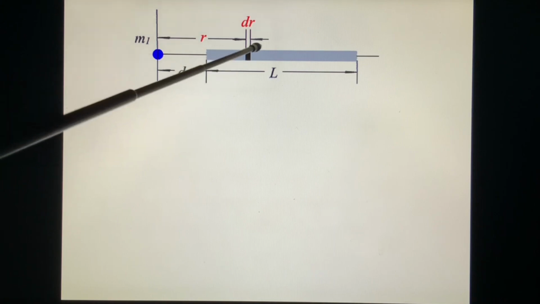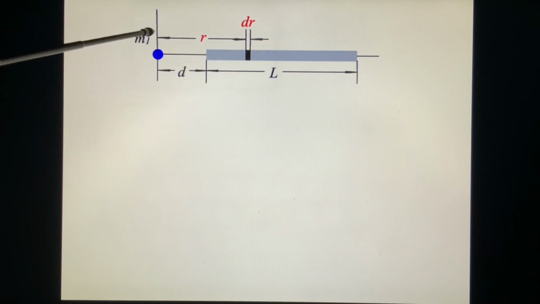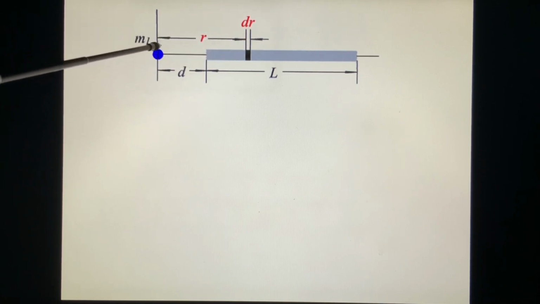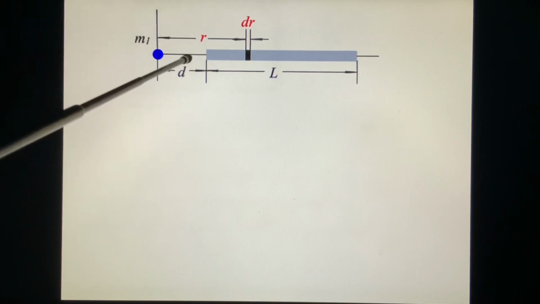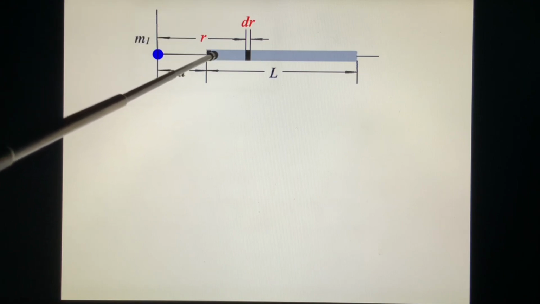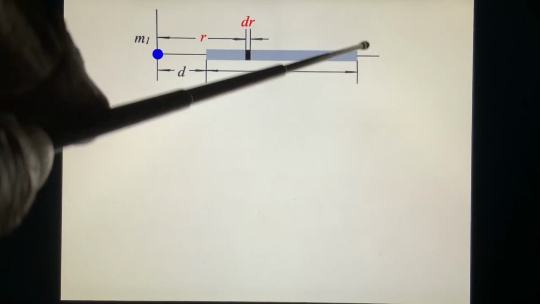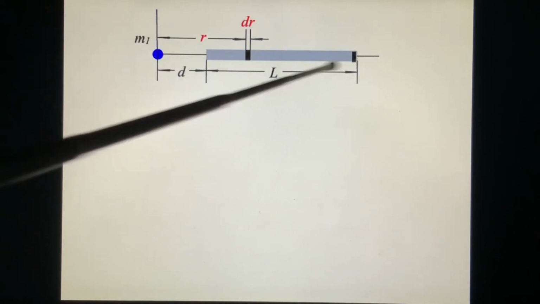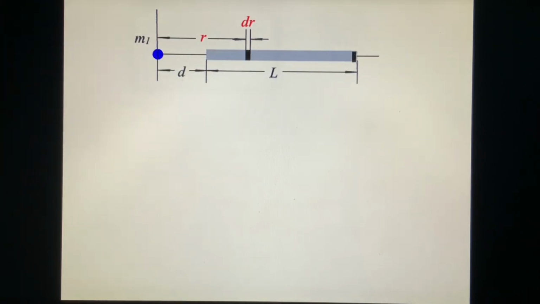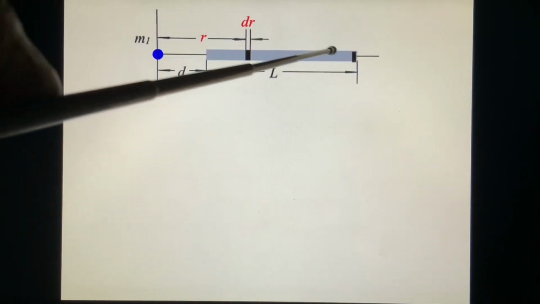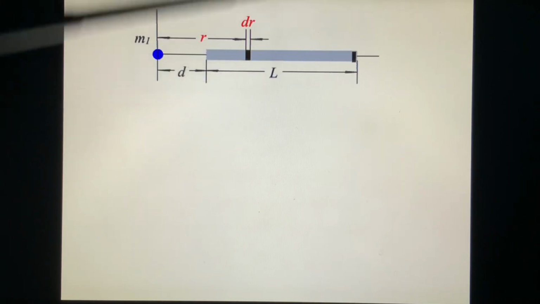We look at this one. We take this end as 0, and the distance from this section to the particle m1 is r. When r equals d, this is this section, okay? And we can move this one until this section. This section is r equal to d plus l. So when r changes from d to d plus l, it can cover every section of this rod.